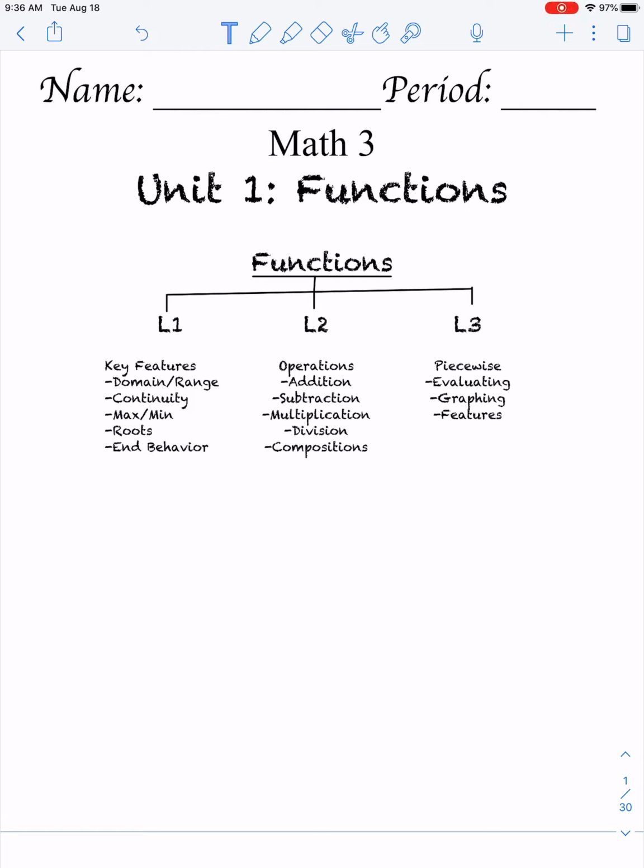This unit is going to be the functions unit for Math 3. It's going to have 3 lessons. Each lesson is going to have subcategories inside of it. The first one we're going to look at is the key features of functions.